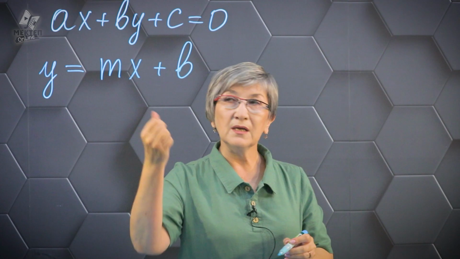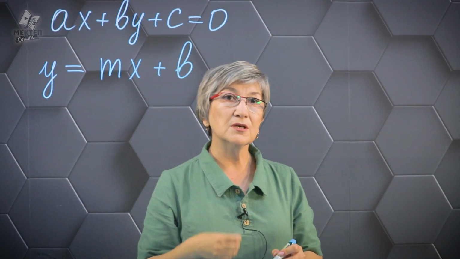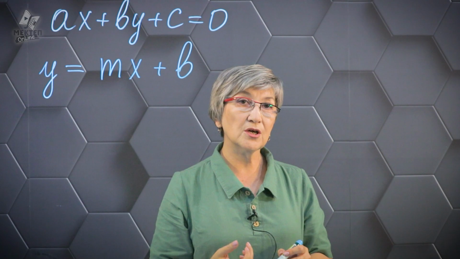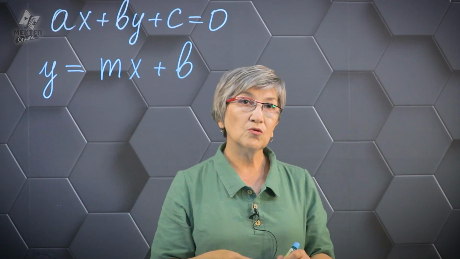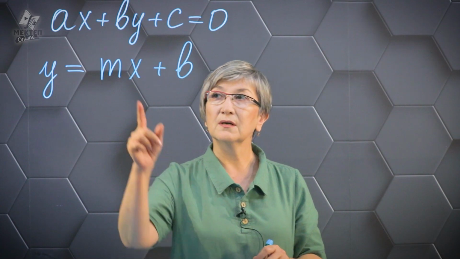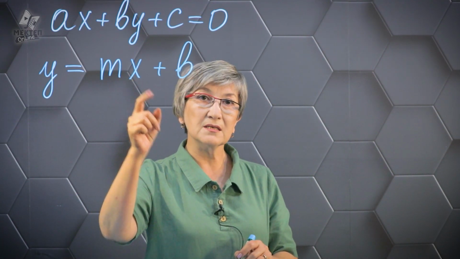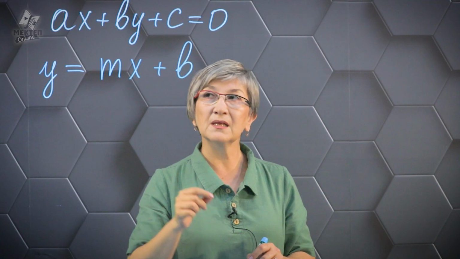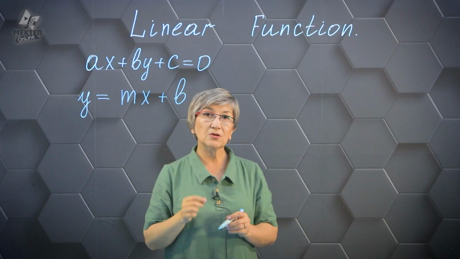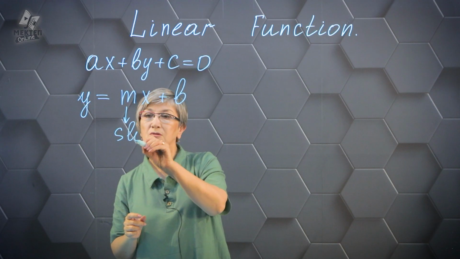In this expression, m and b are numerical values. But what do these numbers signify? And how do these numbers affect the function's graph? The coefficient of the variable x, which is the independent variable, m, indicates the slope. In math, we call this the slope.